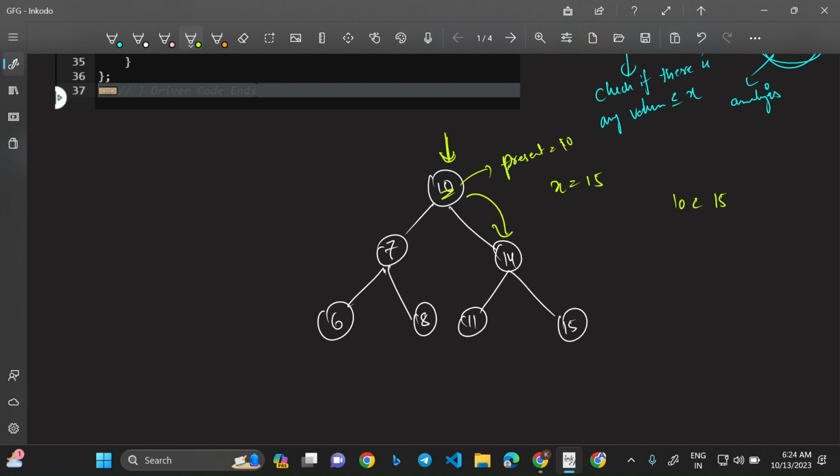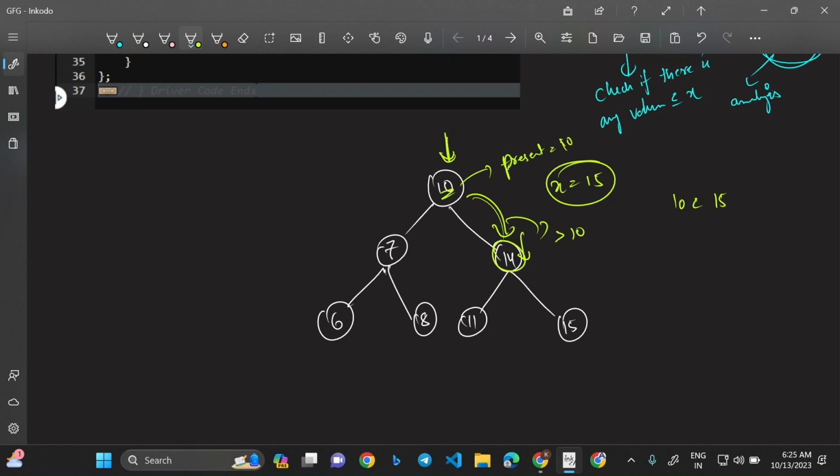Now I'll be going to my right and check, because all the values to the right will be greater than 10, and because our target is 15, which is greater than 10, we need to search on the right. So I'll be going to the right and checking if I find any value to my right which is still less than or equal to 15, then I'll be taking that value, because all the values to the right will be greater than 10. So all those can be a potential answer. So I'll be going to the right.